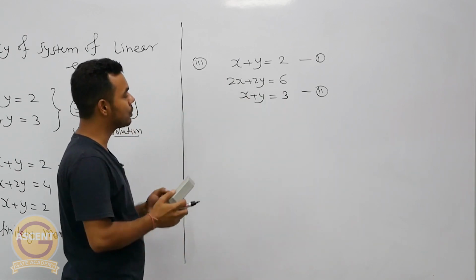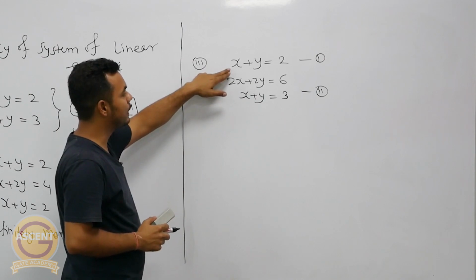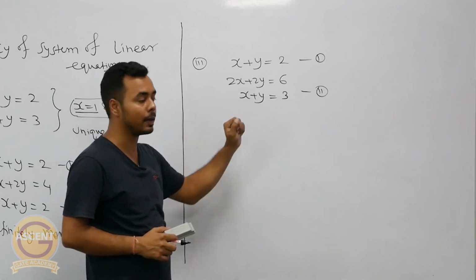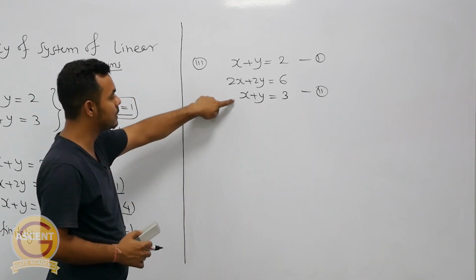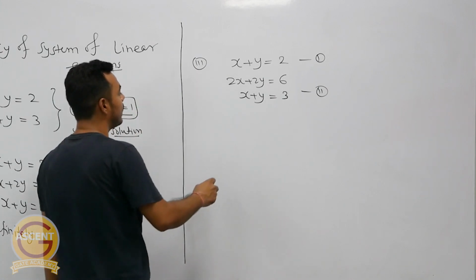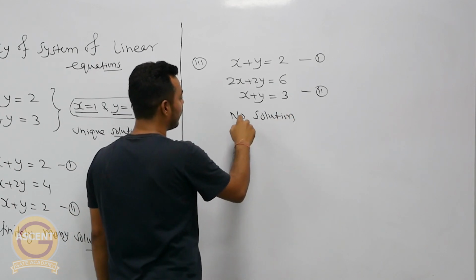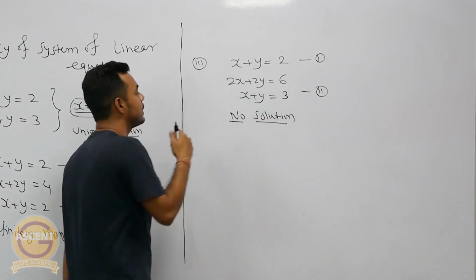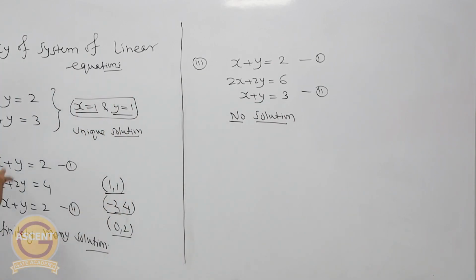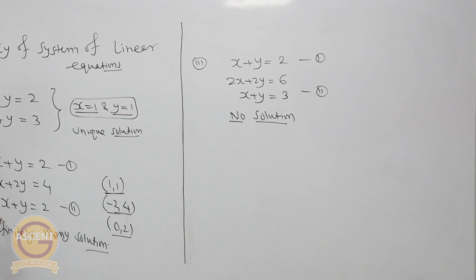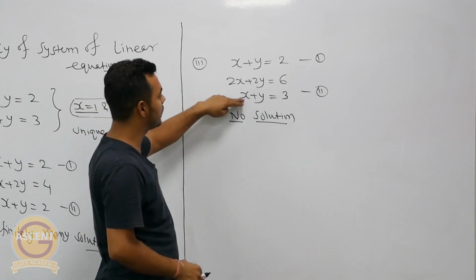Now here if I ask you how many solutions are there, the first equation is saying find two numbers whose sum is 2. The second equation is saying find two numbers whose sum is 3. So no values of x and y are possible which will satisfy both the equations simultaneously, and therefore this system of linear equations has no solution. No solution simply means no value of x and y is possible which is going to satisfy both the equations simultaneously. So the first system of linear equations has a unique solution, only one value of x and y is possible. The second system has infinitely many solutions because many values of x and y are possible which satisfy all the equations. And this third system of linear equations has no solution.